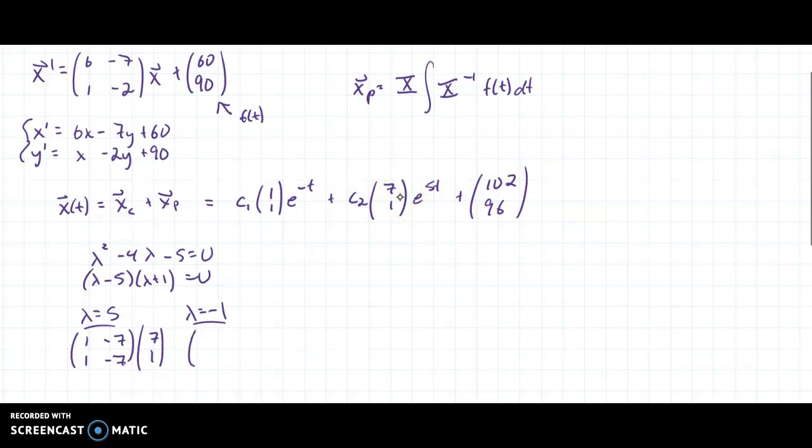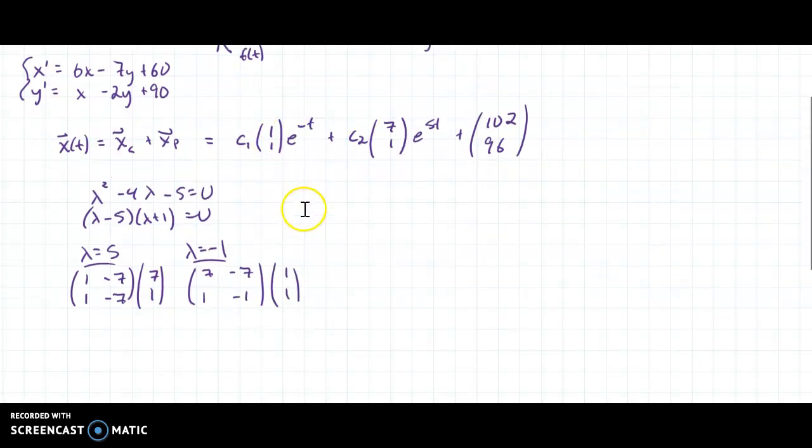And then my lambda equal negative 1. I'll add 1 along the diagonal. That gives me a 7, a negative 7, and a 1 and a negative 1. Good, they line up, and I can take 1, 1. That's where this comes from.